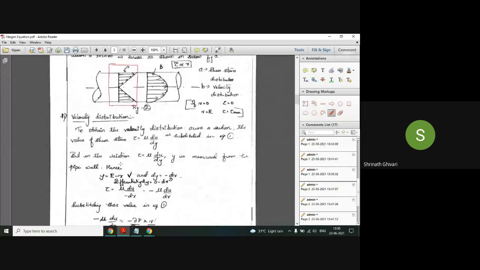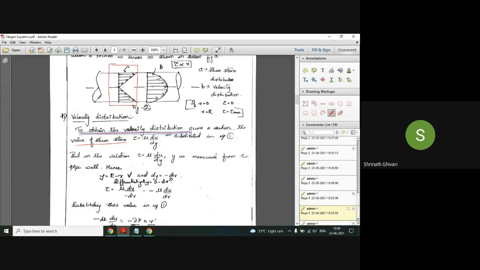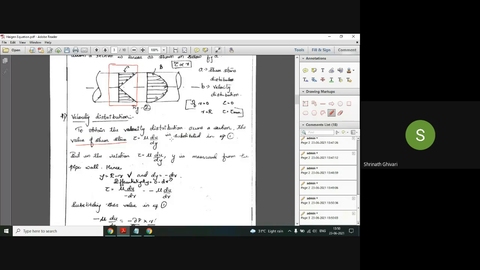To obtain the velocity distribution across a section, the value of shear stress is tau equal to mu du by dy. Why are we taking tau? Because we already have its equation. This we have seen: shear stress equals dynamic viscosity times the velocity gradient.